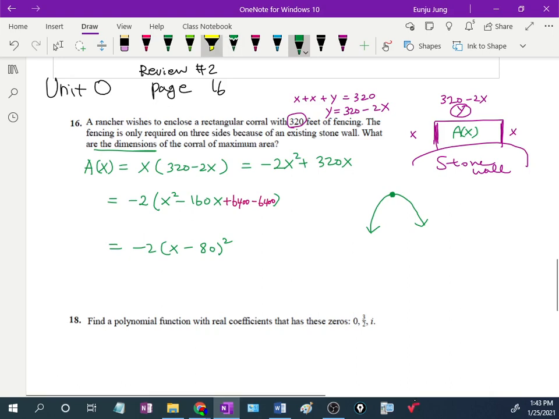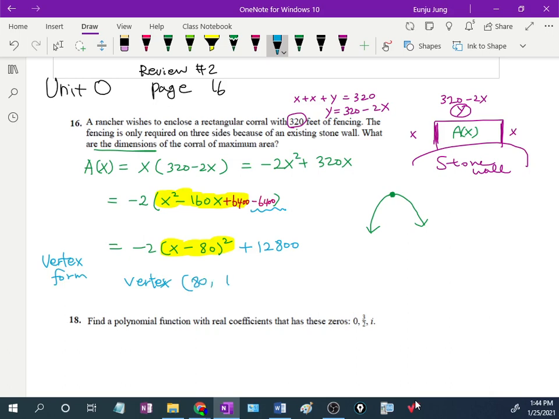And next step, I need to use these three parts for completing the square. So I'm going to expand this one, taking this part outside. So I'm going to take this outside. Two negatives make positive, plus twice over this number is 12800. So this is called a vertex form. Vertex is at 80, 12800. What is the meaning of this?